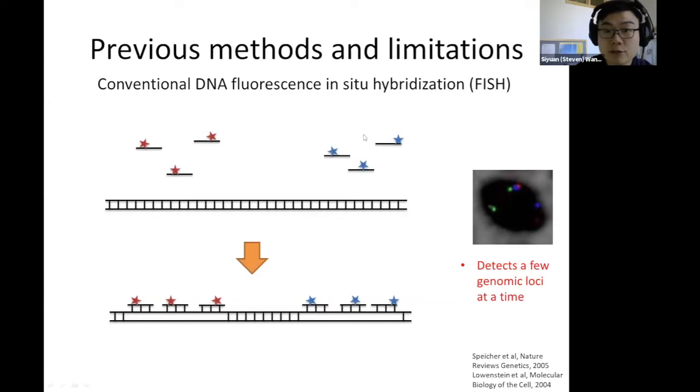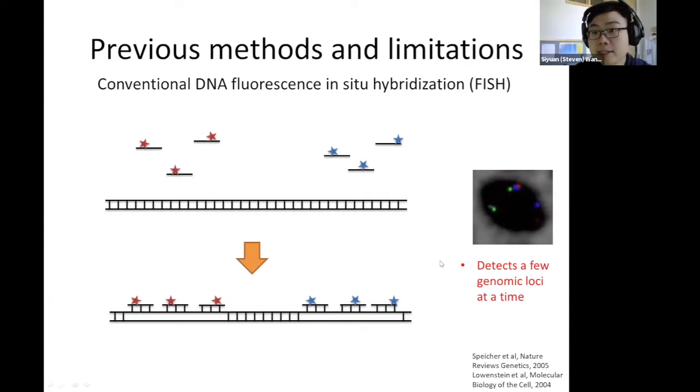However, the challenge of doing FISH is that it usually only detects a few genomic loci at a time. That's because one needs to use different fluorescent colors to distinguish the different loci, and there are only a few spectrally distinguishable fluorescent colors available for fluorescence microscopy. So this is not really a systematic approach.